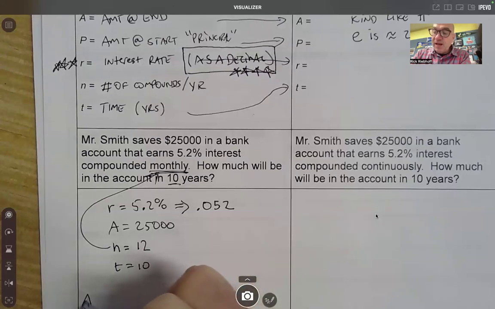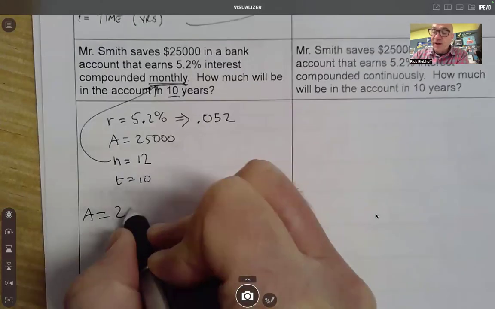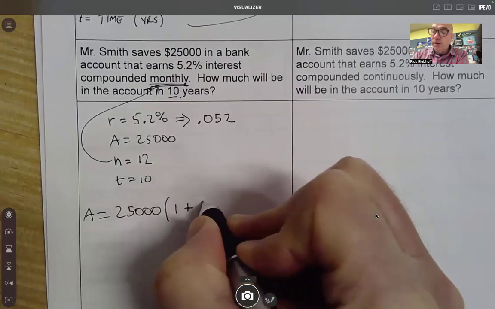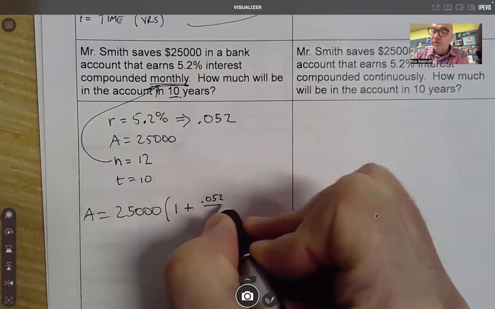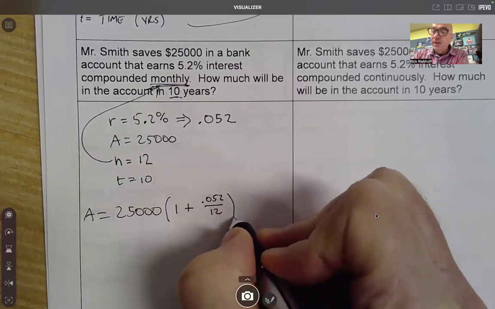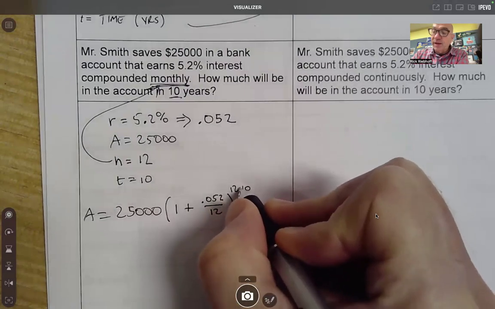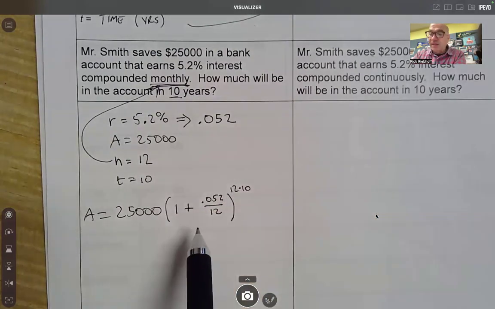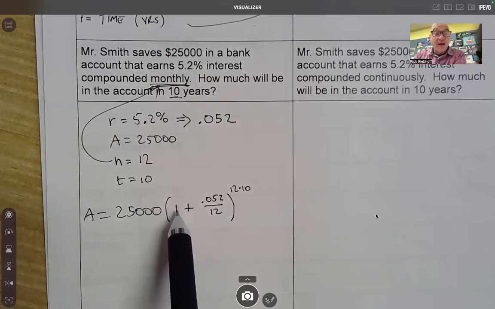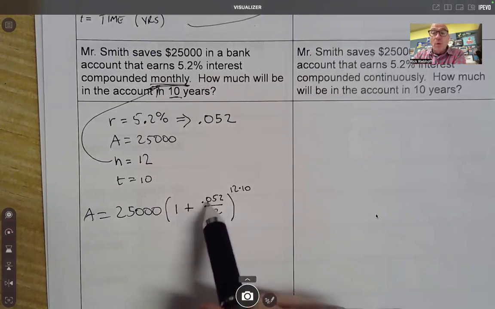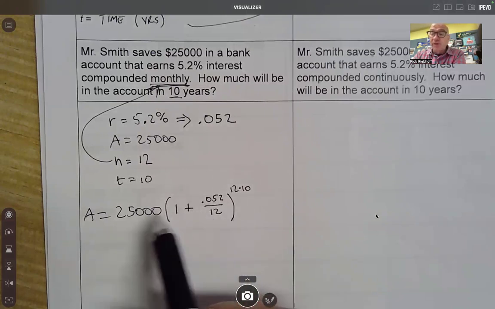We've got A equals 25,000 times 1 plus 0.052 divided by 12 raised to the n times t. So 12 times 10. Okay. So this should kind of make sense. This means we get our money back, right? 25,000 times 1 means we get to keep 25,000, but we're going to get a little bit more. Okay, a little bit more than just our money back.